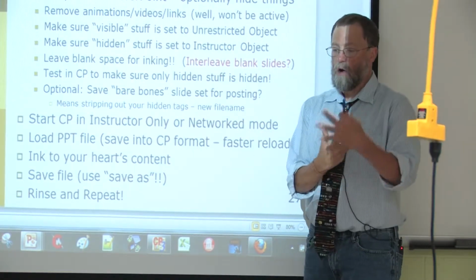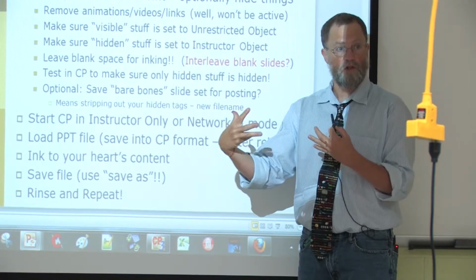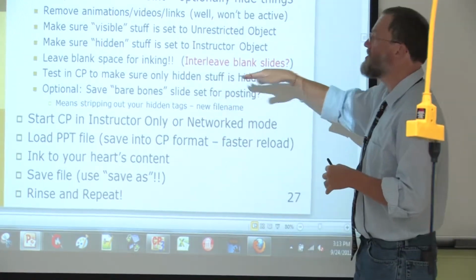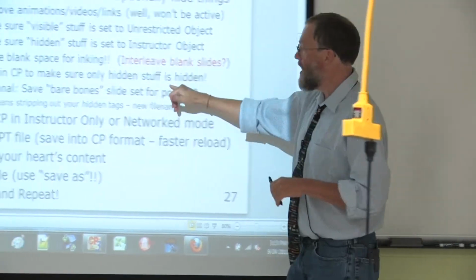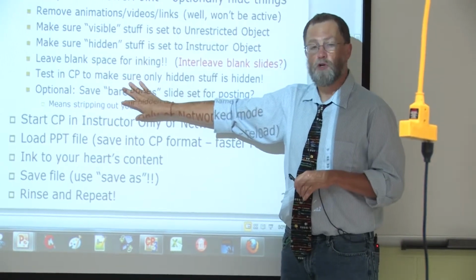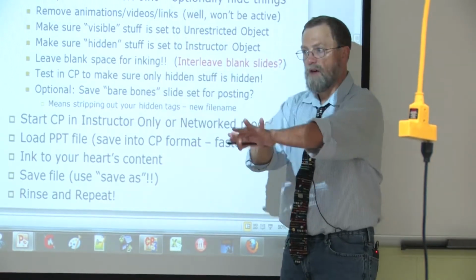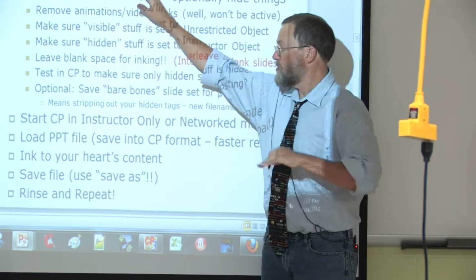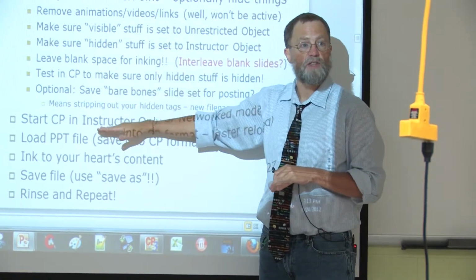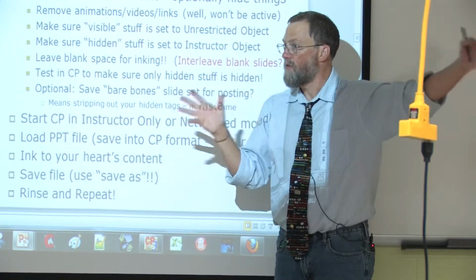That means open mine as an instructor, networked, and then open a client on the same machine as a student and then see that I'm only seeing what I want it to see. Save the bare bones. Okay. Now, what I do is I make my hidden version, save it as mine, then strip out all the hidden tags and then save the bare bones. I'm not going to edit two at the same time. I want to do one so I know I've got everything in there.